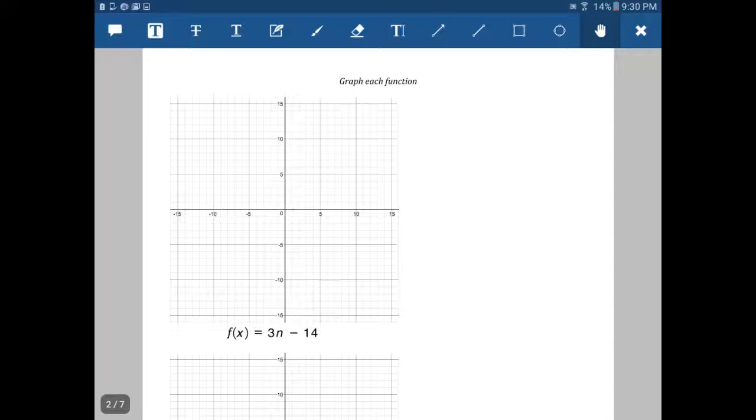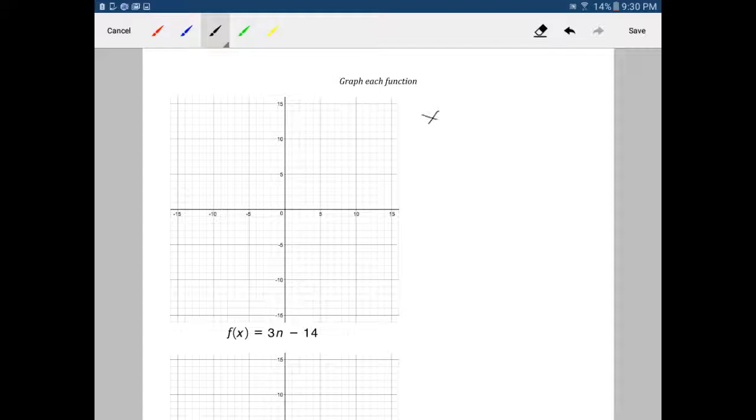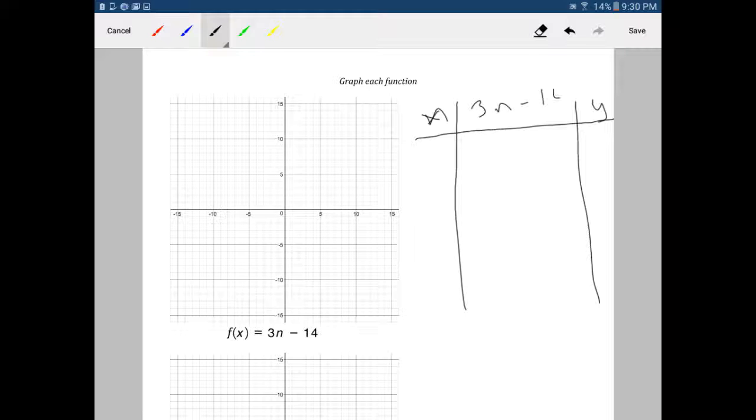3n minus 14. This could be a tough one to fit on the page, but that's okay. What I like to do is draw my xy chart this way: I do x, then a line, and then a line on the other side, and a y. And you know what, this one should really be an n, not an x. Then I just pick 3 or 4 or 5 easy numbers. I always pick 0, I like to pick 1, and I like to pick -1 sometimes. And we'll throw 2 in there.